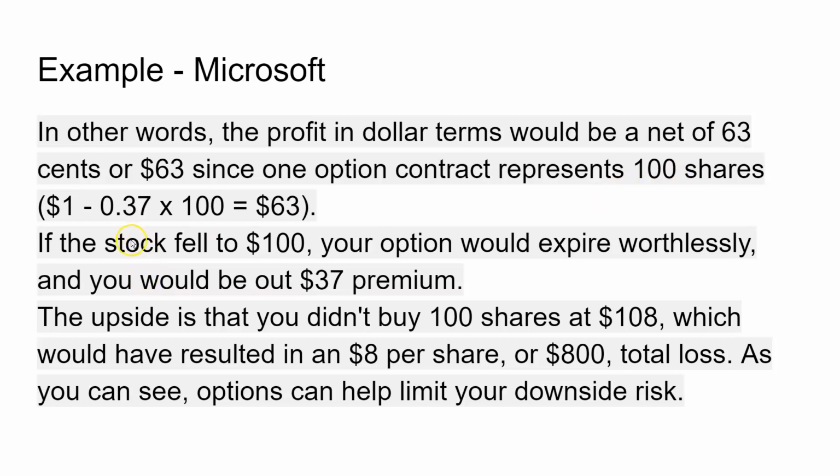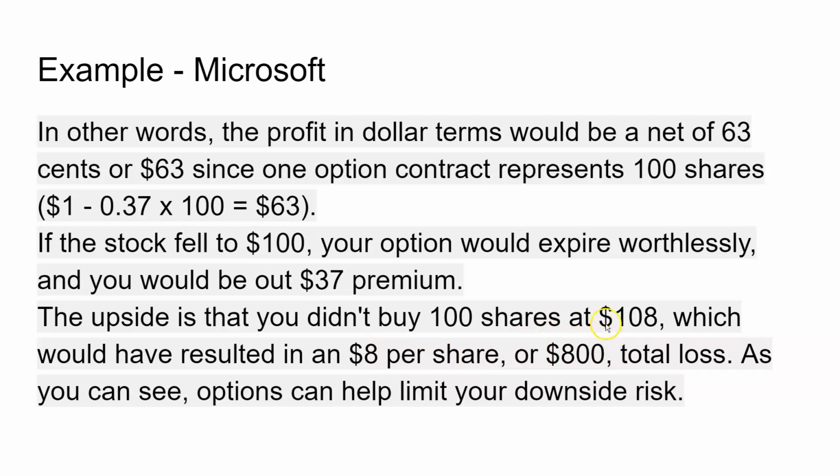But if your stock fell to $100 and you kept holding your option till expiration, and that's what you will ideally want to do if you're in a losing options position. If you don't sell it to go ahead and save some of your premium, it'll just expire and you're only out that $37 premium. But the upside is that you didn't buy 100 shares at $108. I mean, that's a lot of money, which would have only been, and if you would have lost that, that would have been an $8 per share loss, or $800 total loss.